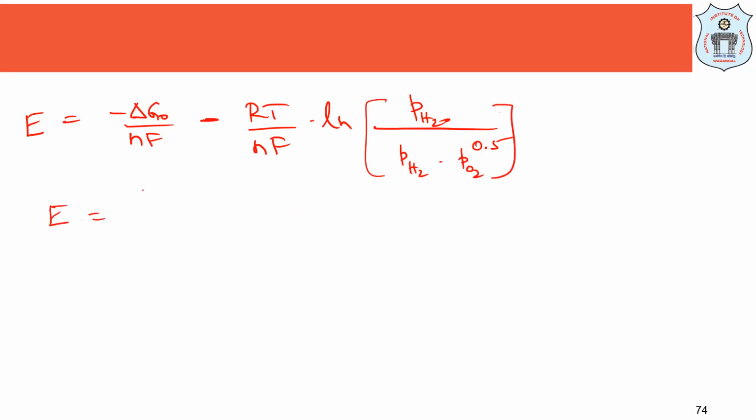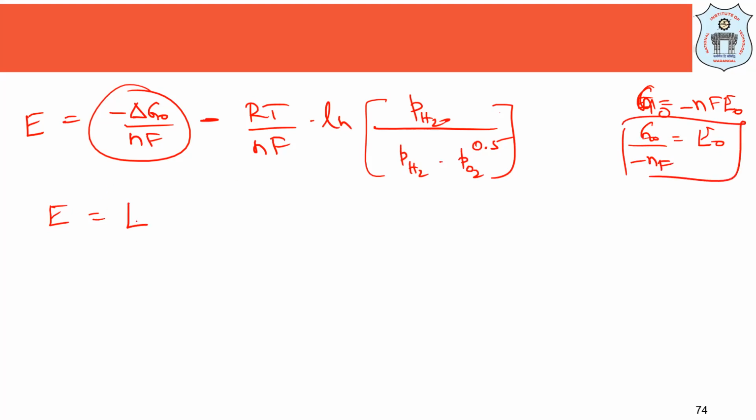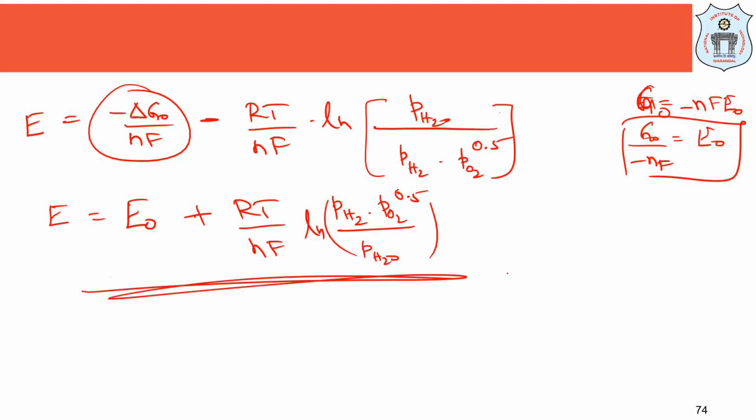So what we can write is, we know that E naught is equal to minus delta G naught by NF. So G naught is equal to minus NF E naught. So E naught can be written as delta G naught by minus NF. Right? So we can write it as E naught. Then this can be reversed. To reverse it, we can put plus RT by NF ln of PH2 into PO2 power 0.5 divided by PH2O. So this is our Nernst equation.